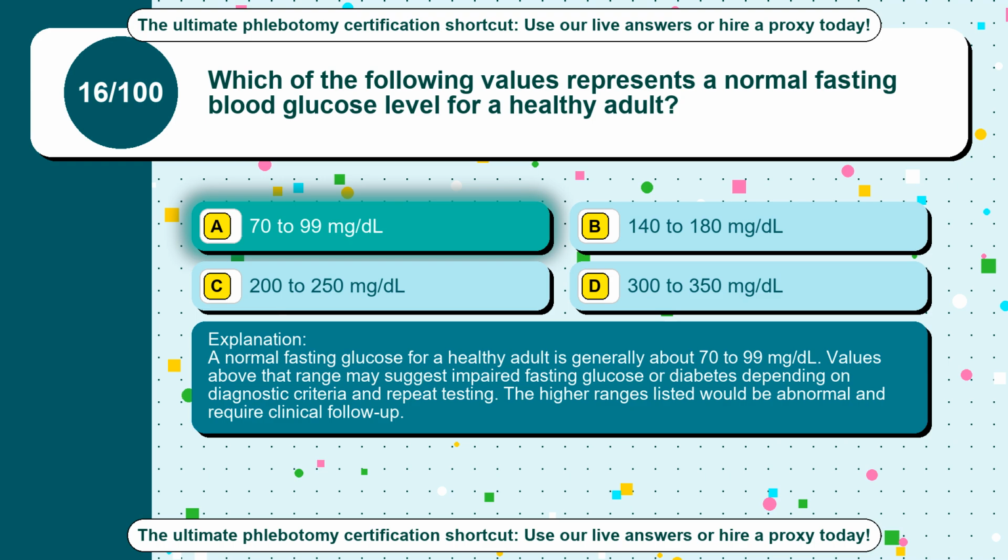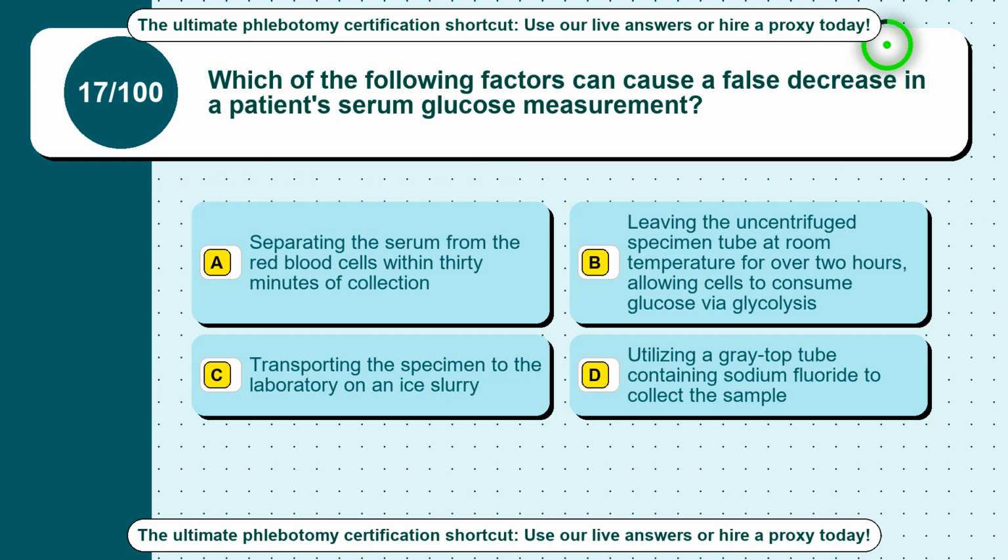The higher ranges listed would be abnormal and require clinical follow-up. Question 17. Which of the following factors can cause a false decrease in a patient's serum glucose measurement?